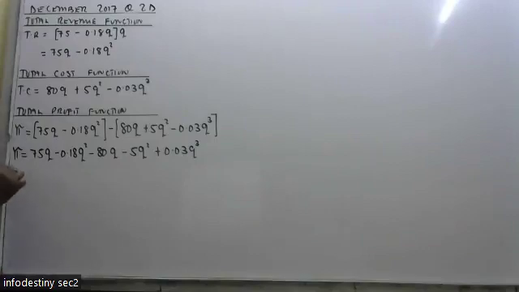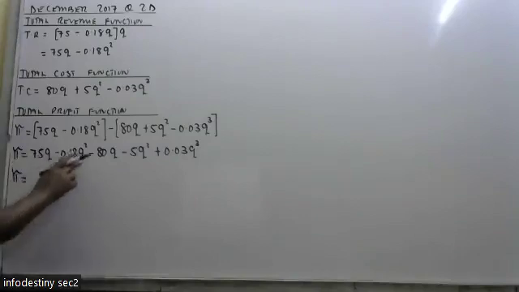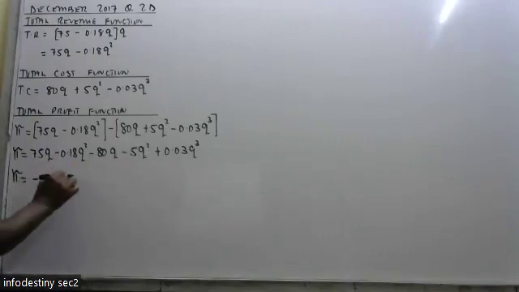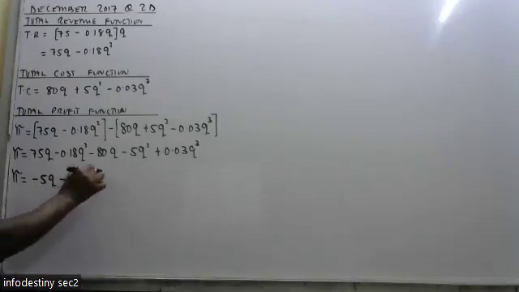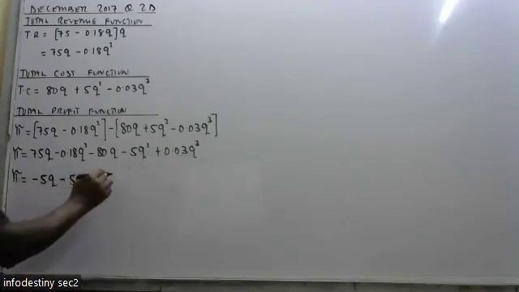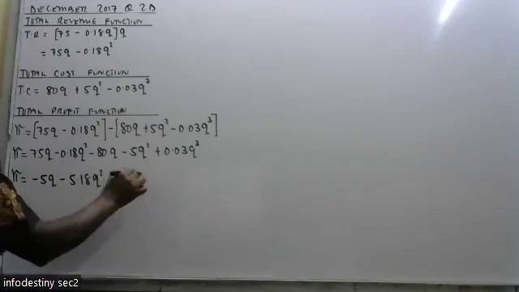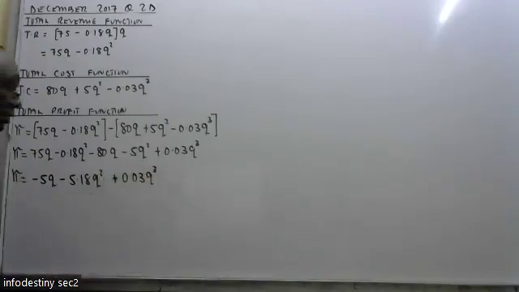So putting like terms together, this 75 will join this 80, so that we're left with minus 5Q. Then this Q squared will join this, so that you're left with minus 5.18Q squared. And then this cube has no colleague, so it remains 0.03Q cubed. So that is the profit function.